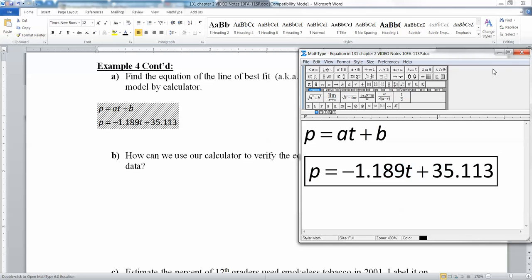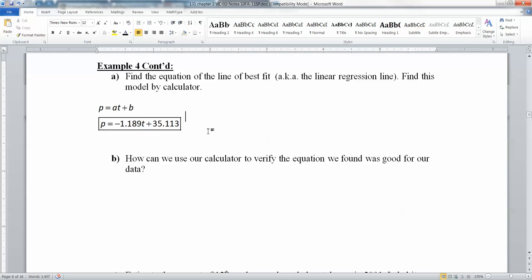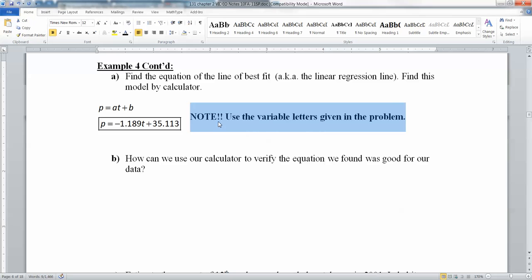Make sure you make a note to yourself. As a matter of fact, I'll make a note right here. Note, use the variable letters given in the problem. Okay? Do not use y and x. Story problems almost never use y and x. They're going to use p and t.